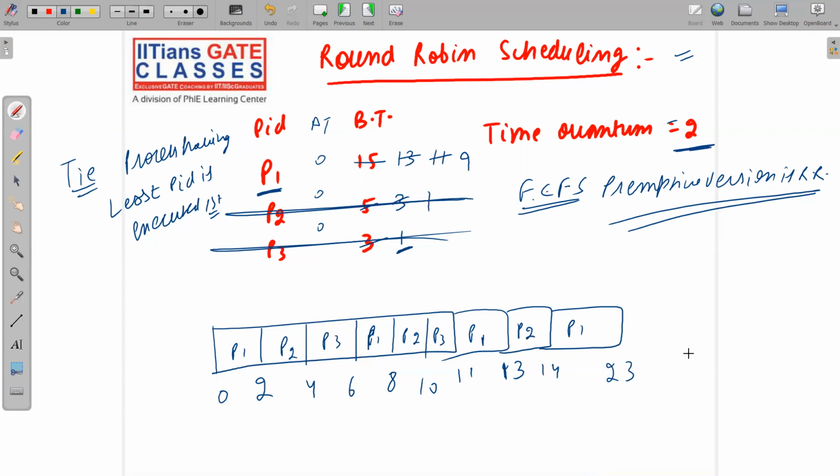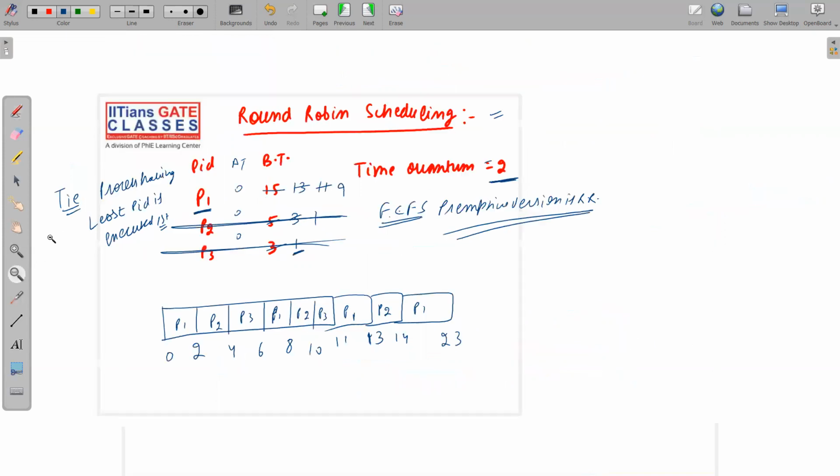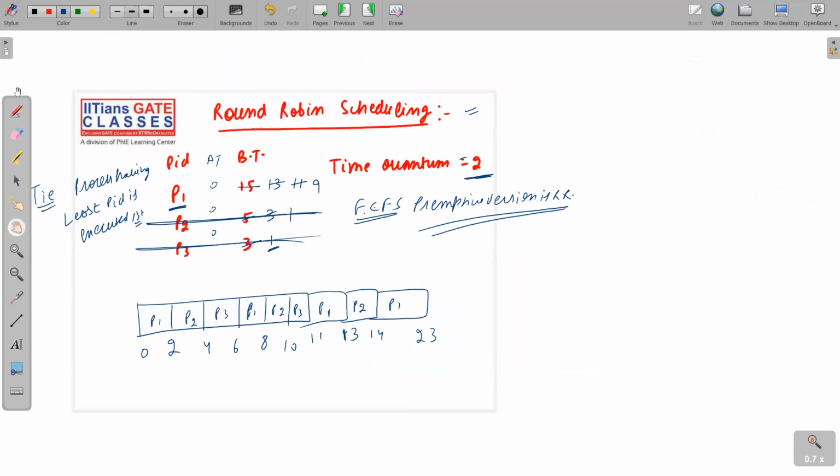Yes, so we have made our Gantt chart. Now it's really very easy. Now I can solve each and every question, like waiting time, response time, whatever question you want, very, very easily. Let me show you a few questions. Like, say, waiting time of P1. What is the waiting time of P1?